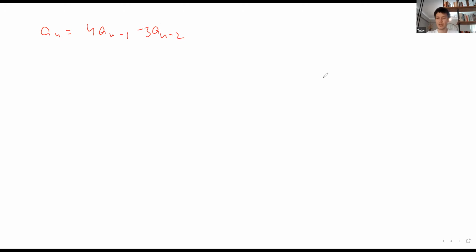So now I'm going to try to solve the sequence. Let's start with some starting conditions. Let's say that A0 is equal to 1, and let's say that A1 is equal to 3. So I got the starting conditions here. I'm going to write here the starting conditions, right? Okay, so now I'm trying to solve this sequence. What do we have in here?